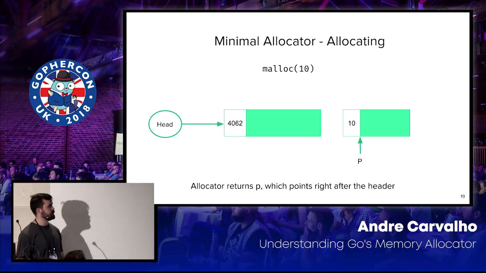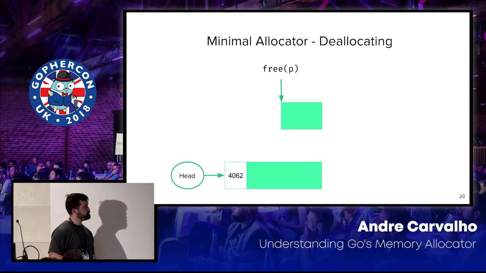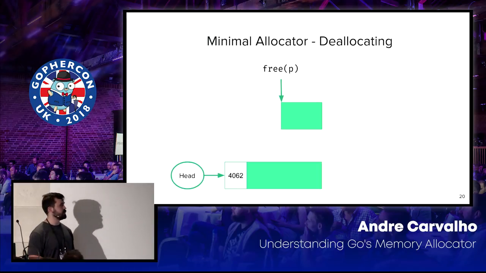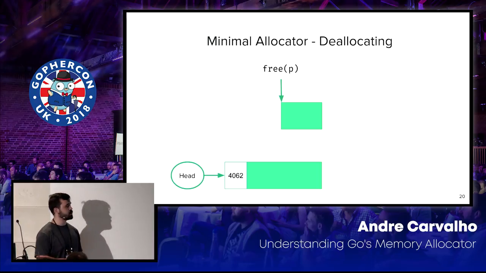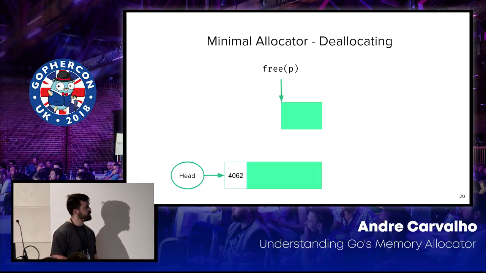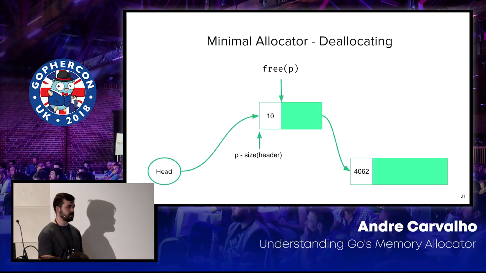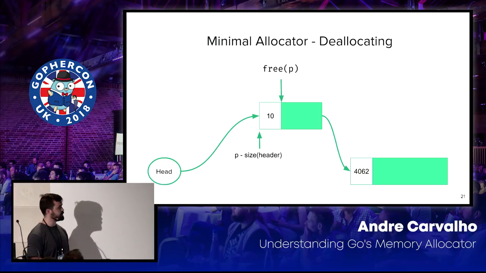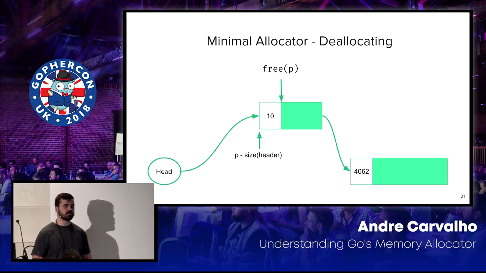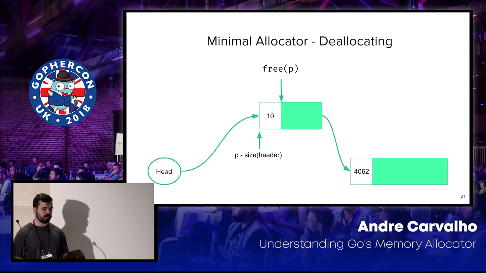If the application tries to do another allocation, we can keep splitting this greater object, or doing new calls to mmap to get more memory. And what about the deallocation? So when the application is done using p, it's going to call free passing p as a parameter, which is the start of the data segment of that object. If we decrement the size of the header from p, we are able to fetch its header, which contains all the metadata about that object. And we can simply add it to the linked list. So just adjust the pointers on the linked list to make sure that it's now back in the free list. And now a new allocation for 10 bytes can use this object directly.